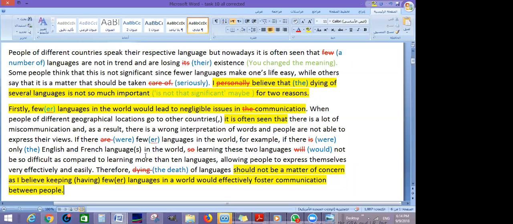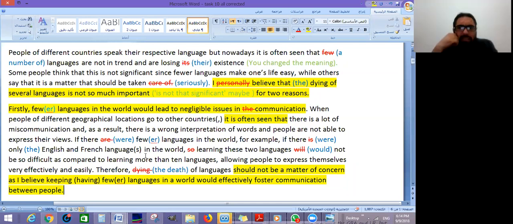Yes, I think he can write that fewer languages in the world would foster the communication or something like that. He removed a negligible issue. So it would foster it, so this is something positive. We're keeping it positive here. So that would be okay.